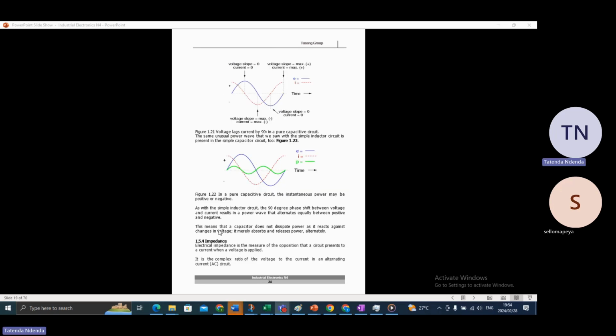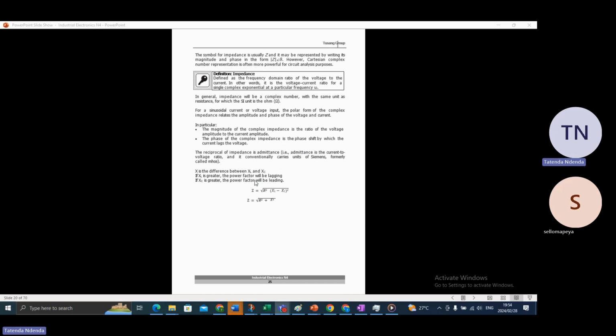Then we have impedance. It is the measure of the opposition that a circuit presents to the current when a voltage is applied. It is the complex ratio of the voltage to the current in an alternating current (AC) circuit. The symbol of impedance is usually Z, and it may be represented by writing its magnitude and phase in the form of Z, with the phasor angle. However, Cartesian complex numbers representation is often more powerful for circuit analysis purposes.